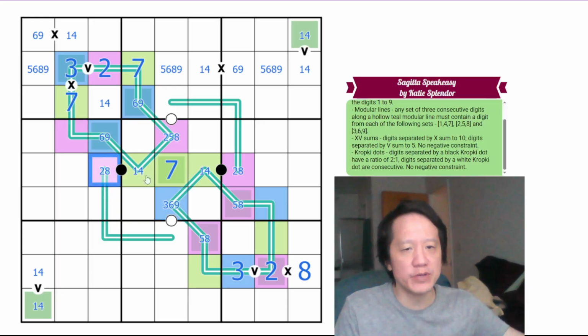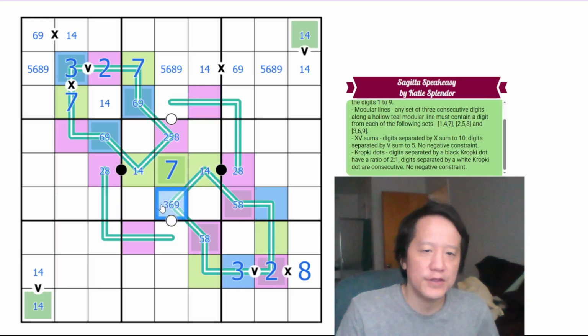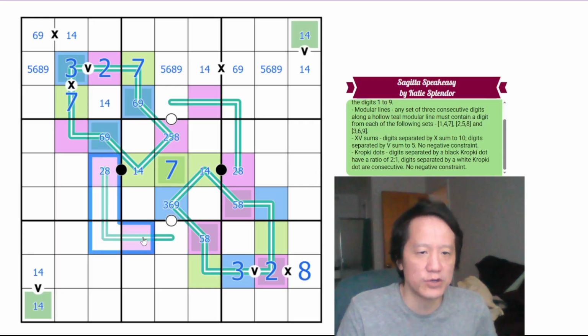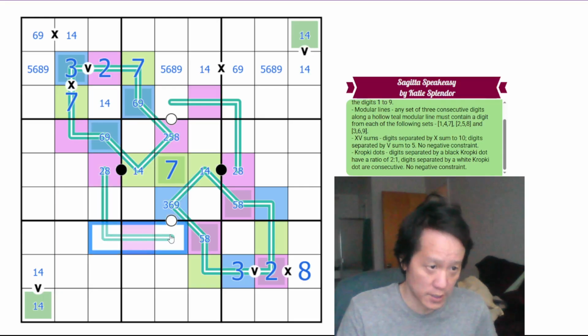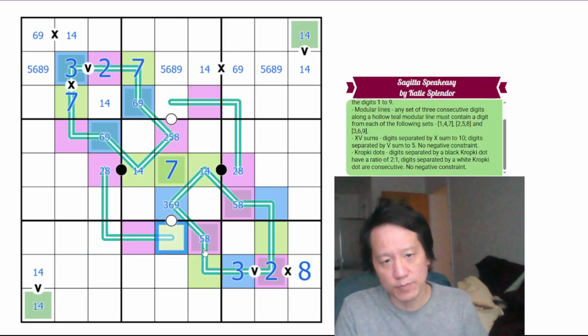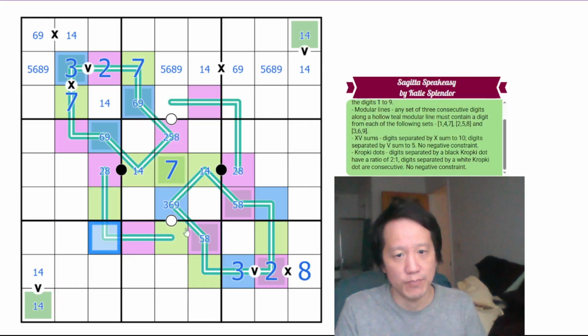Since this is a pink and this is a pink, this must be pink and this must be pink. So this is pink, this is pink. This is consecutive with blue, so it can't be a blue. It can't be the same set for blue. And it can't be pink because we already have a pink next to it on this modular line, so this must be green. So this is green, which forces this to be green. This is blue.